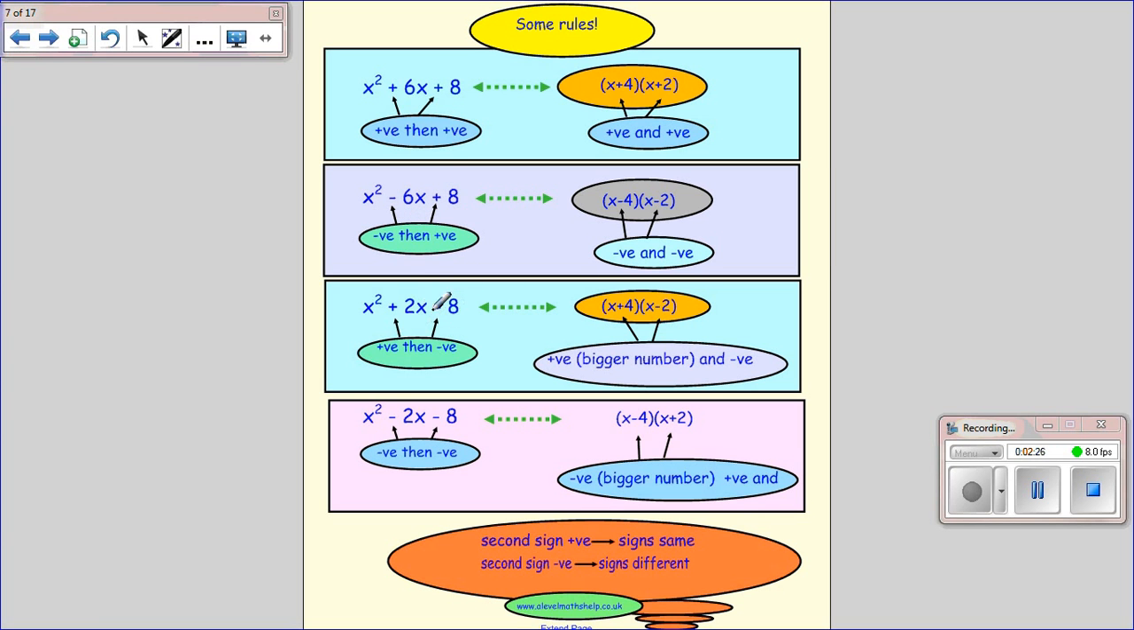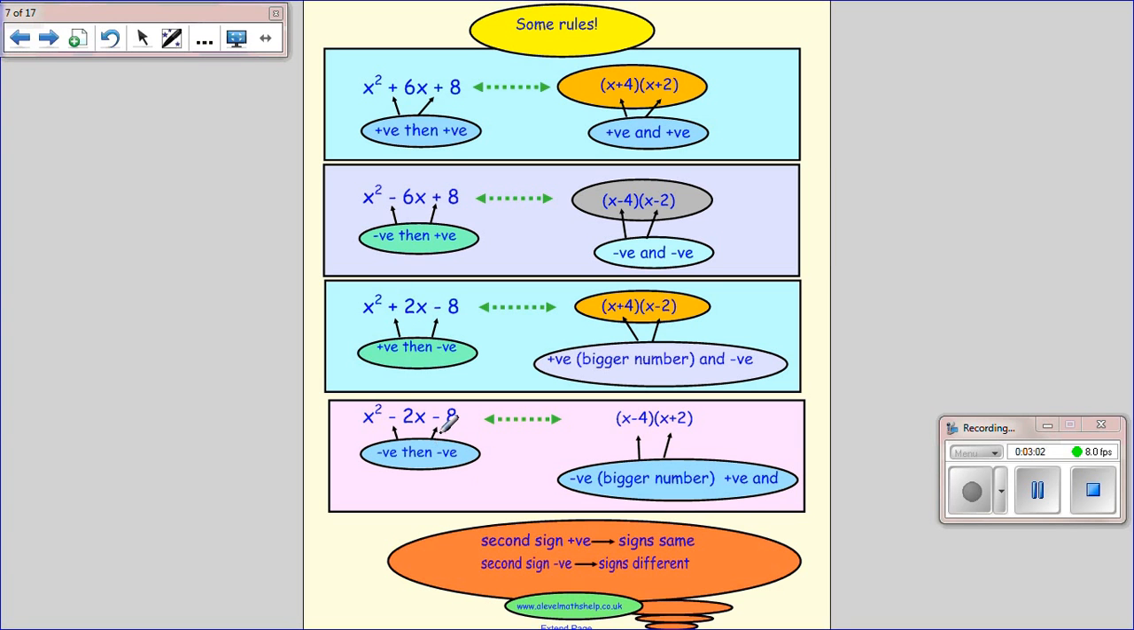Now if I have a negative here, that means the two signs must be different, because I want to have plus times a minus, which will give me a minus. So plus 4 times minus 2 will give me minus 8. And then you have to decide which one takes the plus and which one takes the minus. Now you just think which one's going to win. So I've got plus 2 here, which means the thing with the positive must be the winner. So that goes with the bigger number. So we get plus 4 plus minus 2, which would still give me positive 2.